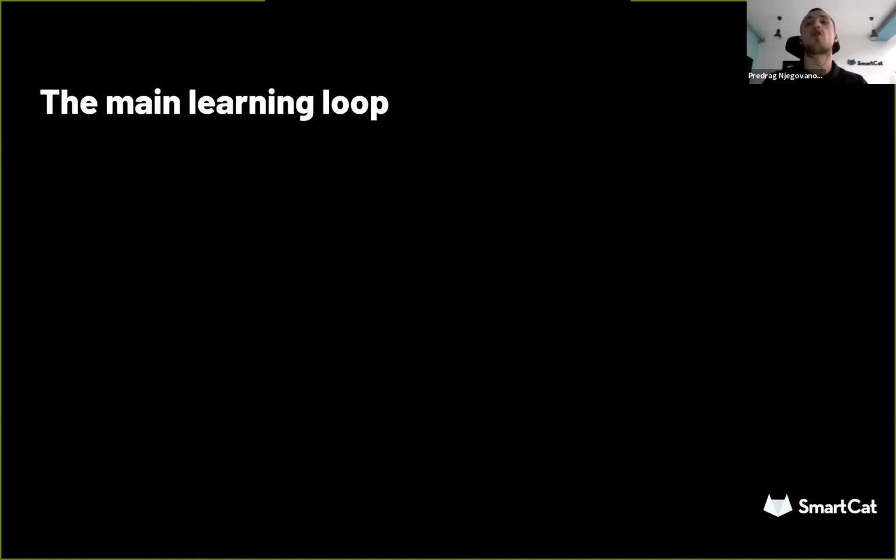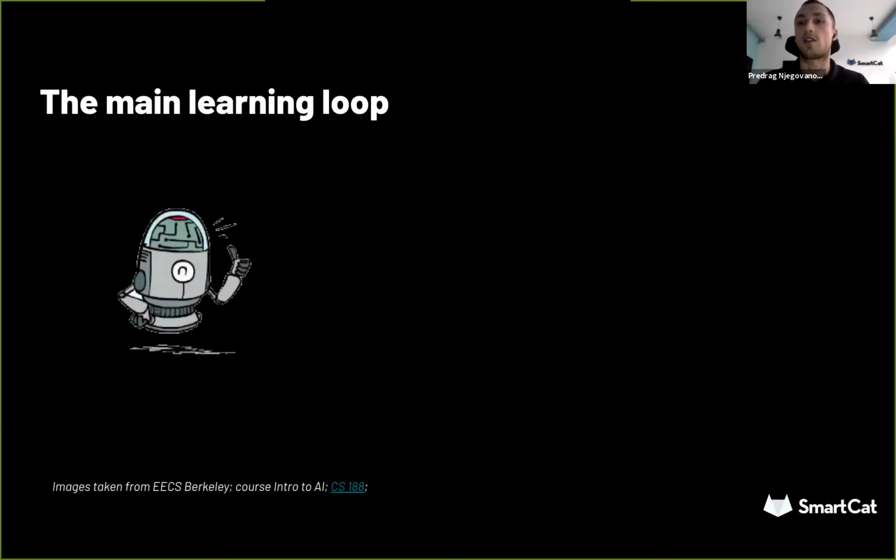Now I want to show you the main concepts of reinforcement learning, and the main thing you will see when you type reinforcement learning in your search engine: the main learning loop. The main protagonist in our learning loop is an actor. An actor is someone who is trying to achieve a goal. As I said before, it's an entity.